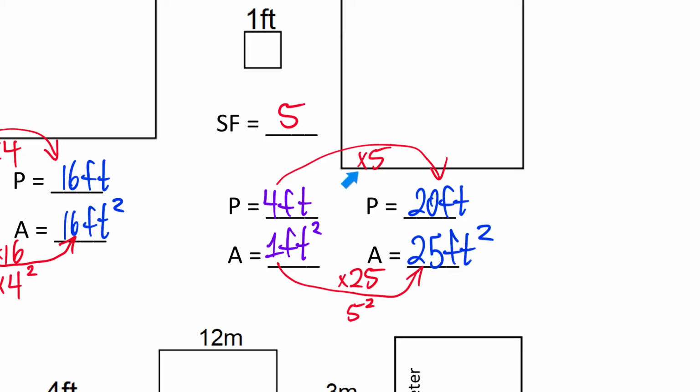Okay, so that's the main thing that I want you to see today. The perimeter changes by the same thing as the scale factor. It changes linearly with the scale factor. The area does not change by the scale factor. It changes by the scale factor squared. Okay?